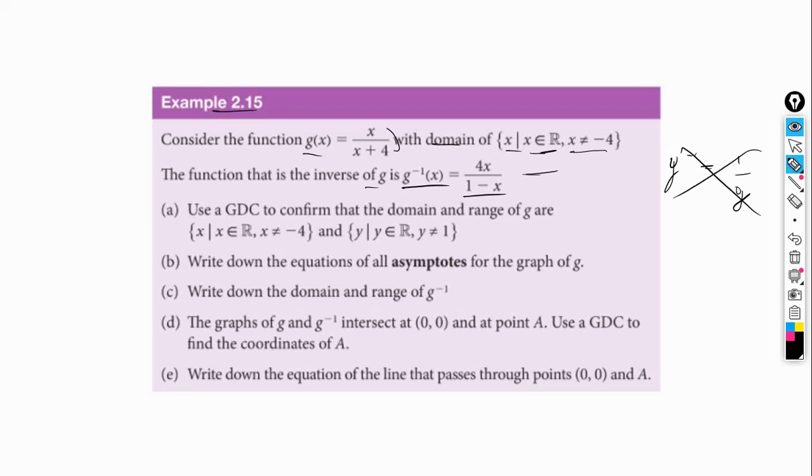Part A, use a GDC, graphing display calculator, to confirm the domain and range of g inverse. We already know what the domain is, which is any real number except negative 4. And the range, they say, is any y value such that y belongs to the reals, but y does not equal 1. So that means all real numbers except 1. So now let's take a look at the graphing display calculator and let's confirm the domain and range.